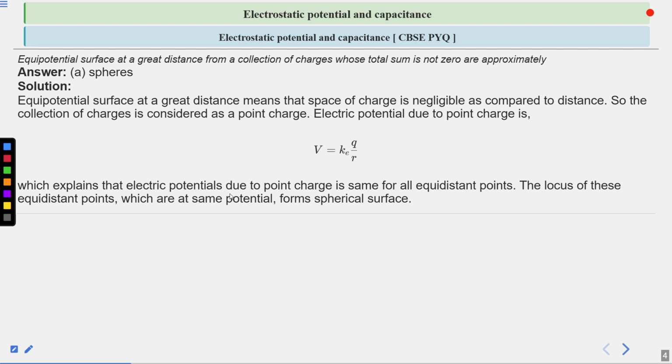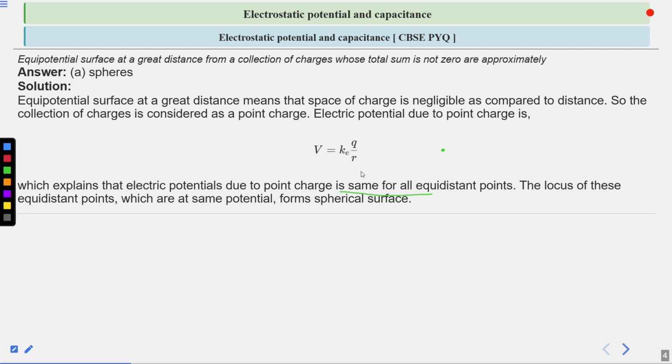Which explains that electric potential due to a point charge is the same for all equidistant points. So for a point charge, at a distance R from it, if we fix this R, there will be points around this charge. For a fixed R, if we connect these points in 2D, it will form a circle.